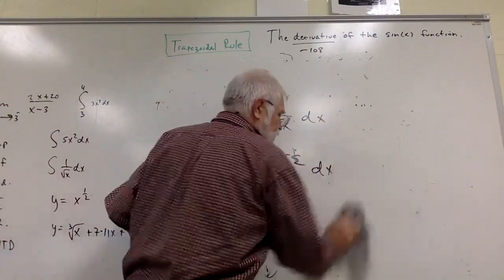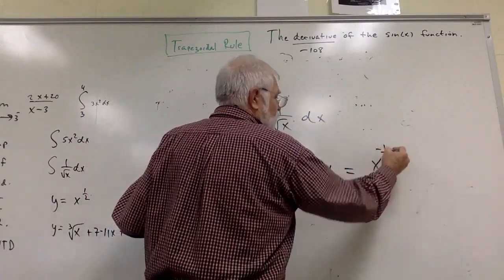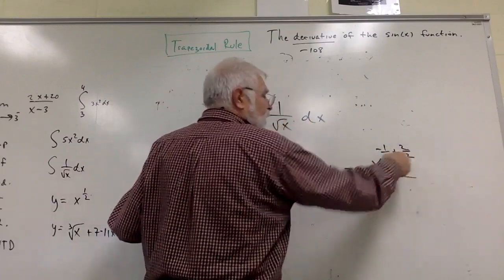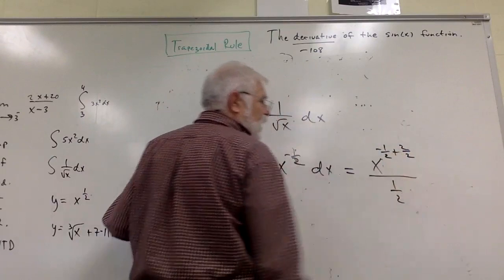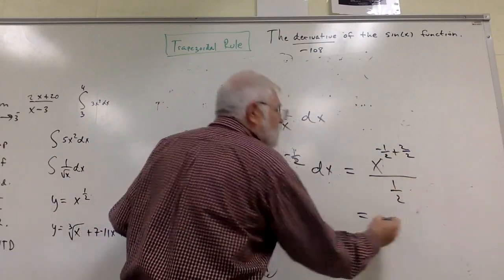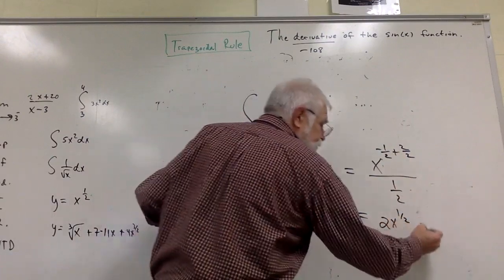So how do we do this? Same way we did the last one. We do x to the 1/2 plus 1, which is 3/2, and we divide by that, which is dividing by 3/2. So what does that equal? 2/3 x to the 3/2 plus c.